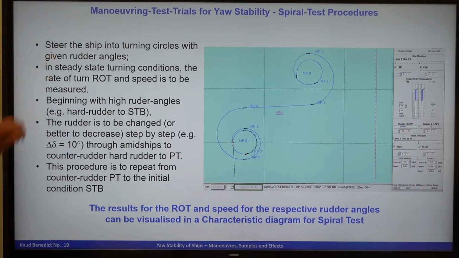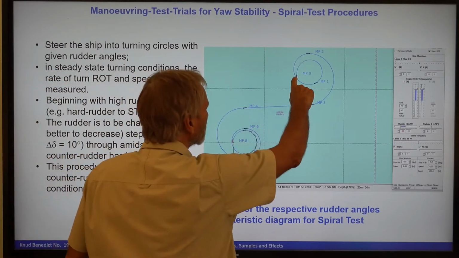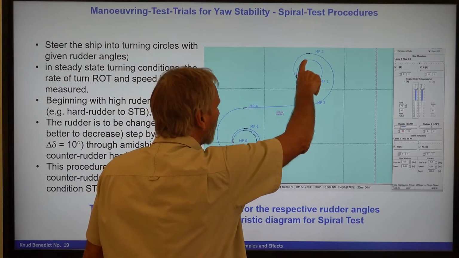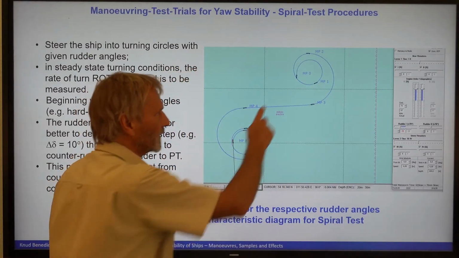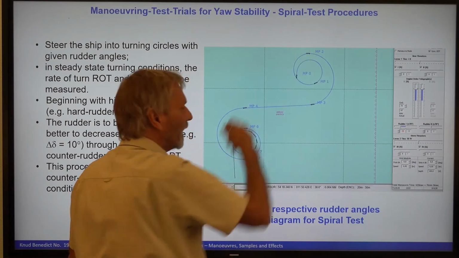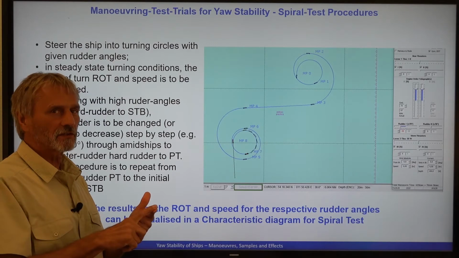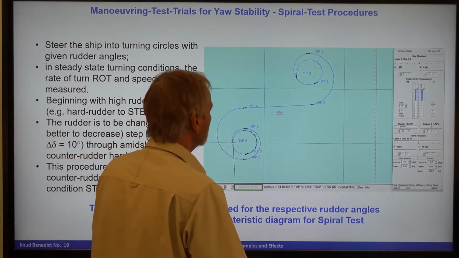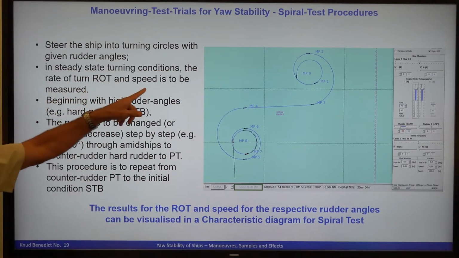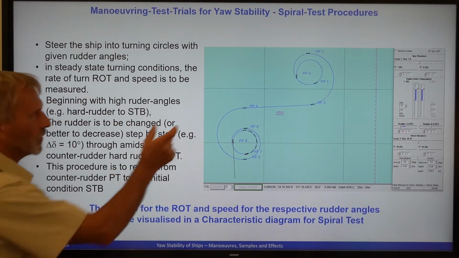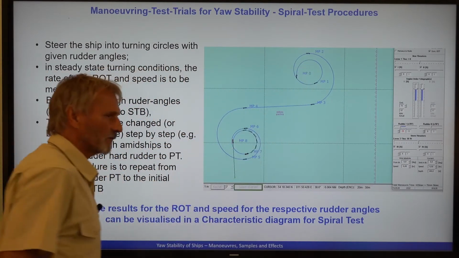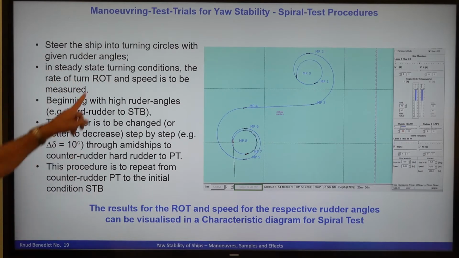The first is to steer the ship into a turning circle, maybe first with high rudder, then with lower rudder. So this is, for instance, with hard rudder turning. If you are in a steady state turning motion, it must not be a full circle. It could also be after half a turning circle. If the ship is going with a steady rate of turn and steady speed, then you should estimate the rate of turn and the speed. Instead of rate of turn, you could also measure the radius of that vessel, but this is a little bit complicated, so rate of turn and speed is important.